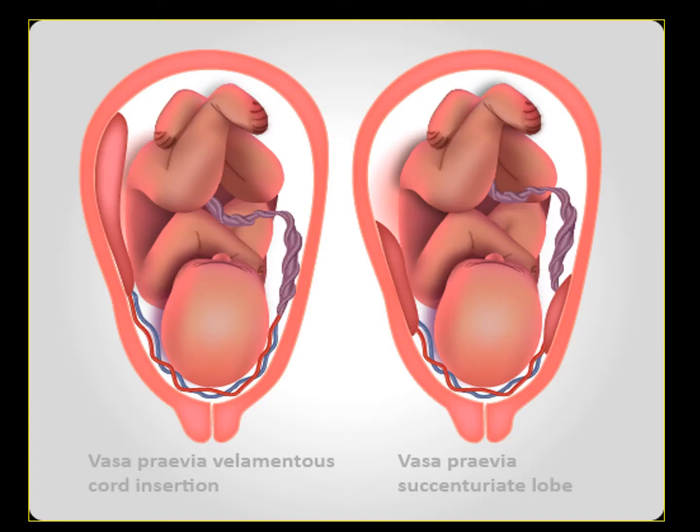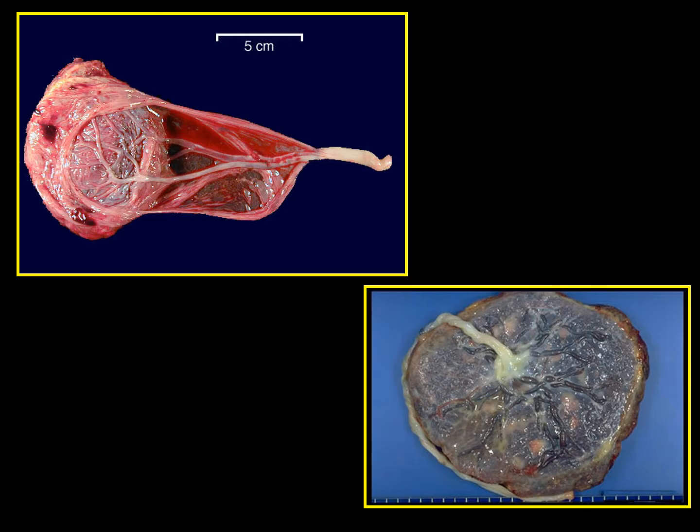This is to show you what we mean by vasa previa, that the vessel itself is at the level of the internal os. This is with an extra lobe of the placenta, and this is where there is membranous insertion of the cord. So it is the vessels, not the cord, that is below the presenting part. So it is not a cord presentation. We're not talking about cord prolapse. This is vasa previa, where the vessels traverse the internal cervical os.